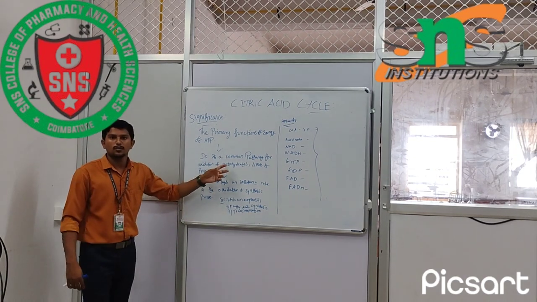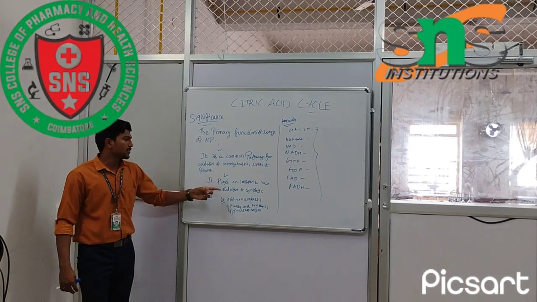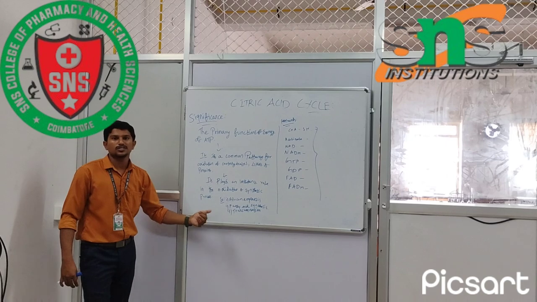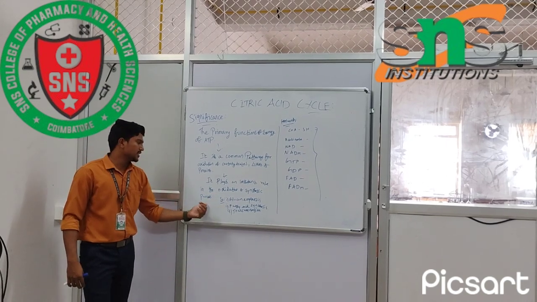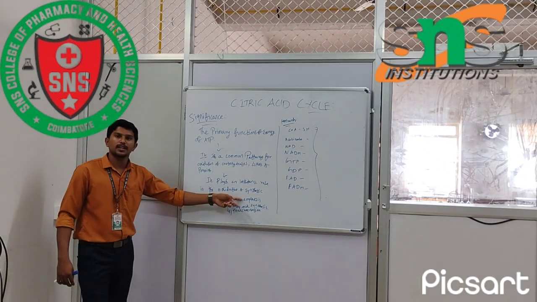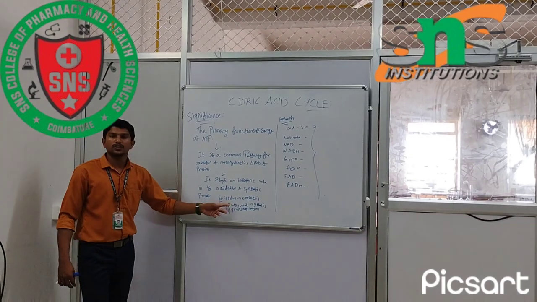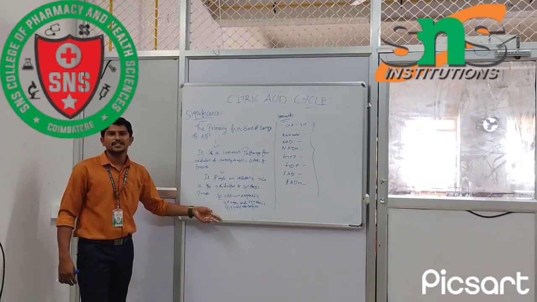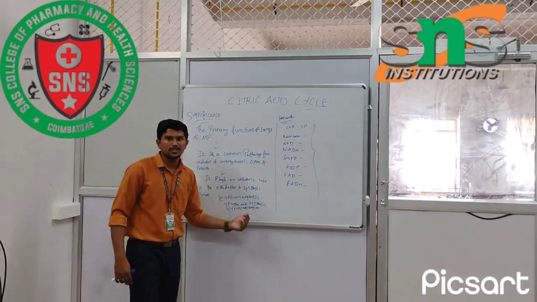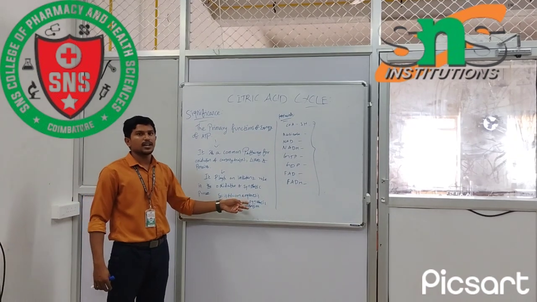The citric acid cycle is a common pathway, and it plays an important role in oxidative and synthetic processes. Oxidative means catabolic and synthetic means anabolic. Based on the oxidative and synthetic reactions, examples include gluconeogenesis, fatty acid synthesis, and transamination. These are three examples based on the oxidative and synthetic reactions.